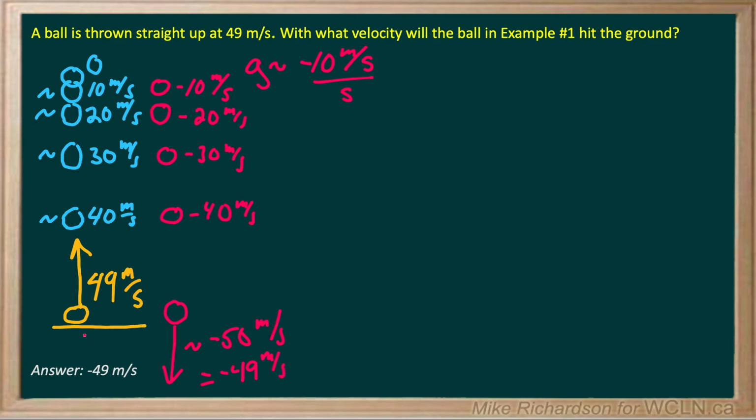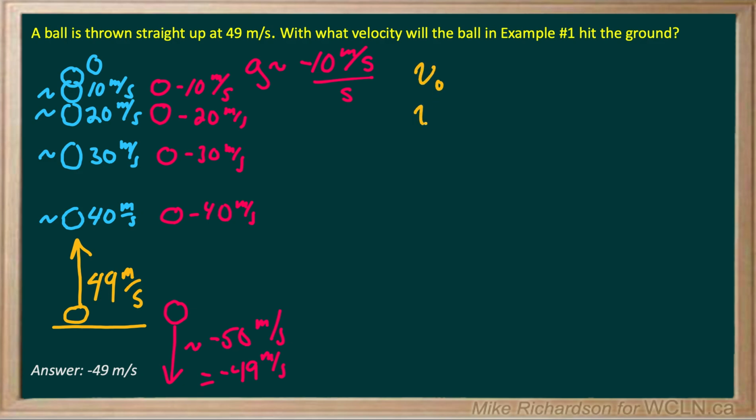Makes sense. There is some symmetry involved with this question. If I started at 49 and it goes up and back along the same path, it should end hitting the ground equal and opposite, negative 49 meters per second. Now let's solve this one using our equations, and then we'll move on.